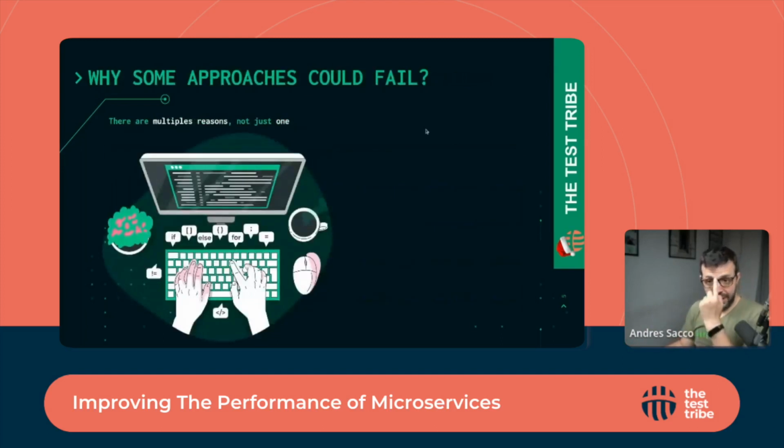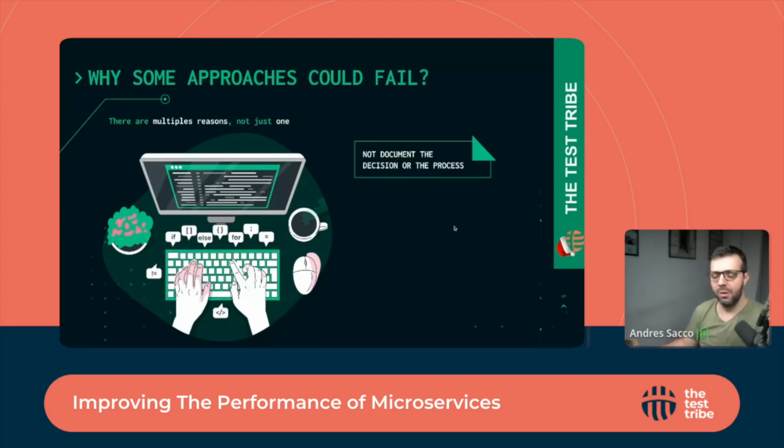So, okay, why could these approaches fail? Why could these situations produce some kind of problem? First one, because you don't document the decision or the process that you use. So you had 4 different problems, and at some point you have a solution and you introduce the solution. Why could this fail? First one is because you don't document anything. You don't have a page on Notion or Jira or something like that.